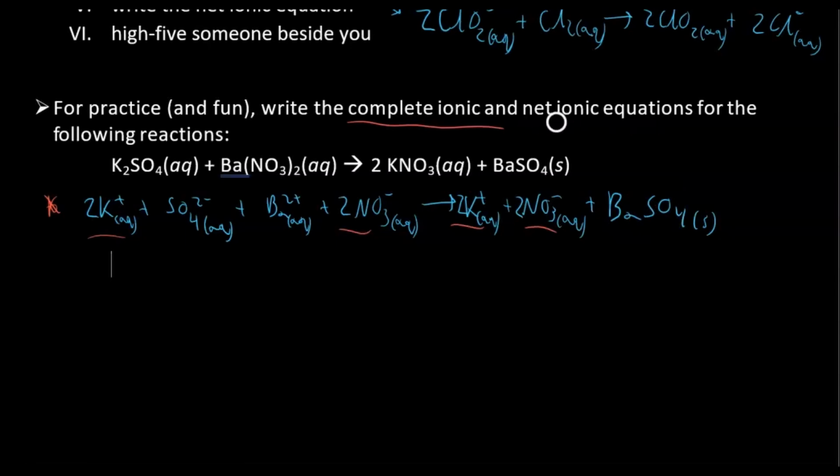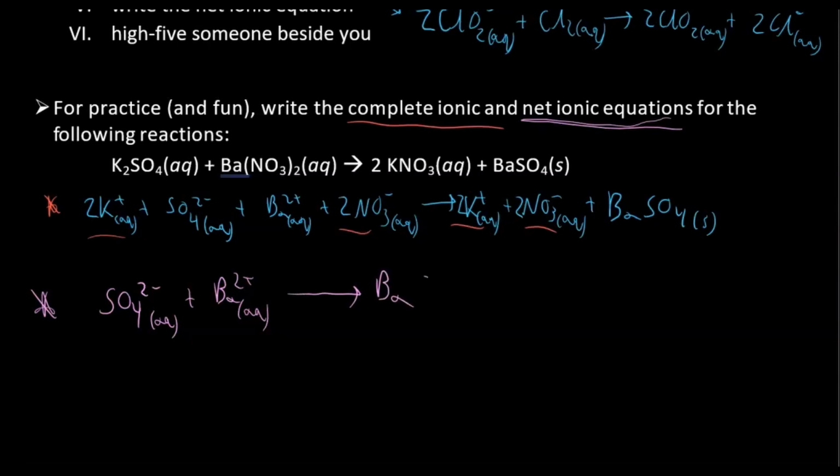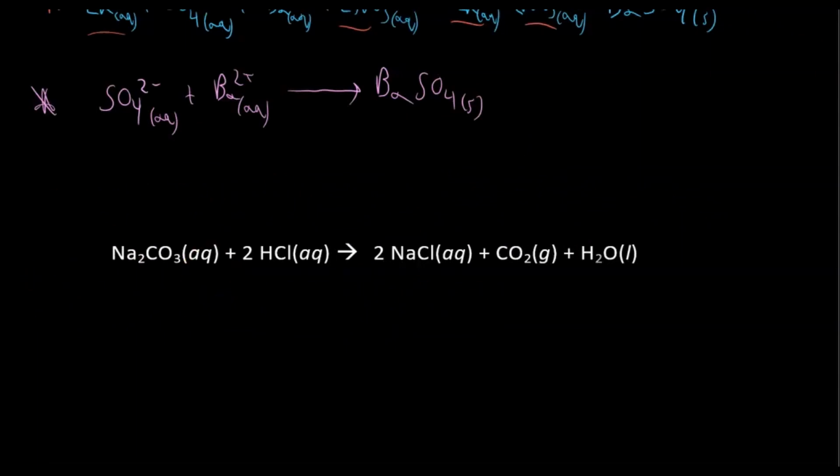So the net ionic equation is without those spectators, so SO4 2 minus aqueous plus barium 2 plus aqueous goes to barium sulfate solid. So there's our net ionic equation. Complete ionic, net ionic. Just what participates in the reaction. Okay, so the complete ionic is, we'll break this up.